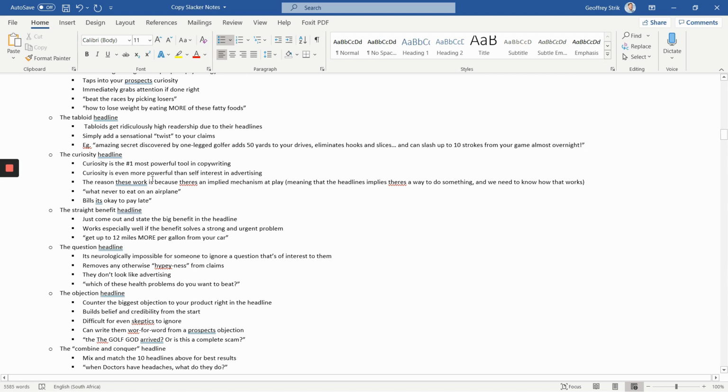The reason these work is because there's an implied mechanism at play, meaning that the headline implies there's a way to do something and we need to know how that works. "What to never eat on an airplane" naturally just grabs the curiosity. Well, I'm planning on being on an airplane in my life. What should I never eat? That's interesting. "Bills, it's okay to pay late." I pay bills. I don't have to pay them all. Tell me about that.